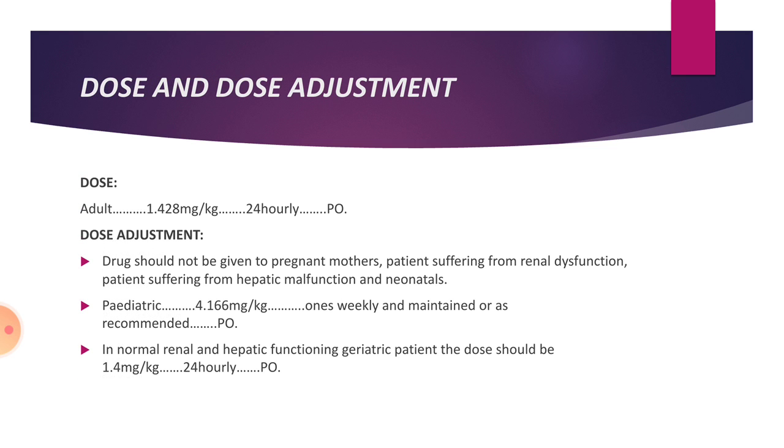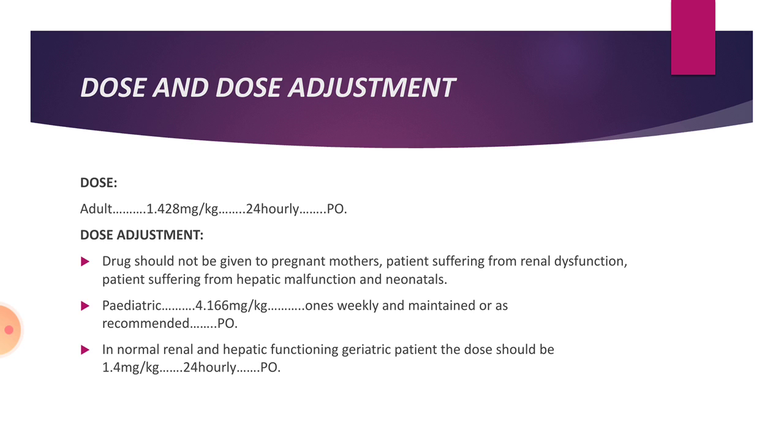The dose for adults is 1.4 to 8 milligram per kg once a day per oral. The drug should not be given to pregnant mothers because it has been assigned to pregnancy category C by the FDA. Also patients suffering from renal dysfunction, meaning renal compromised patients, patients suffering from hepatic malfunction, meaning any type of enzymatic imbalances, and neonatals, newborns.